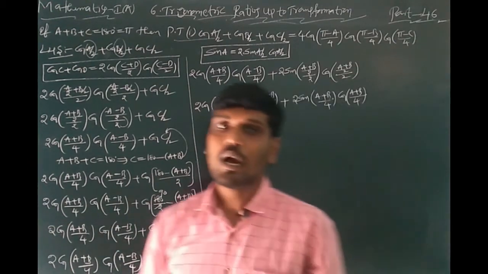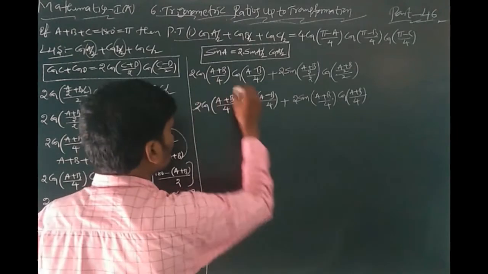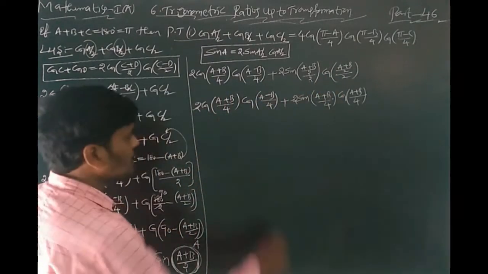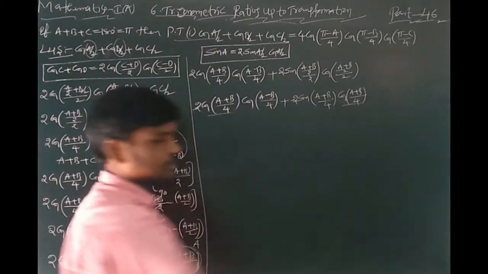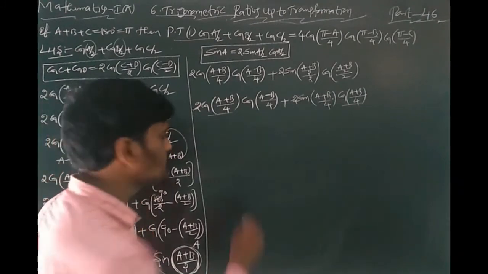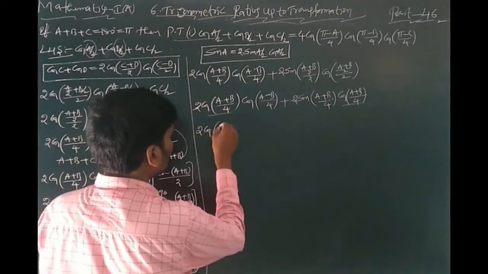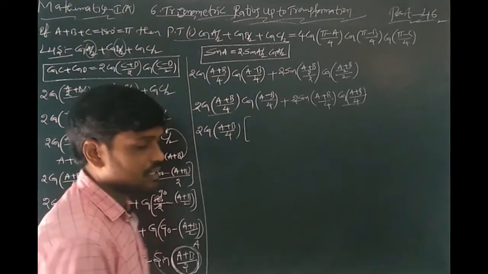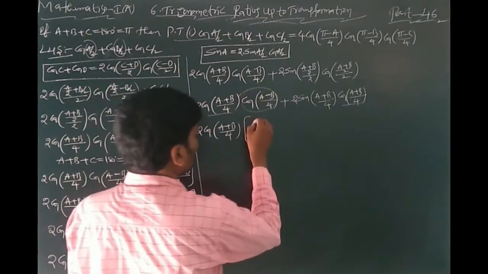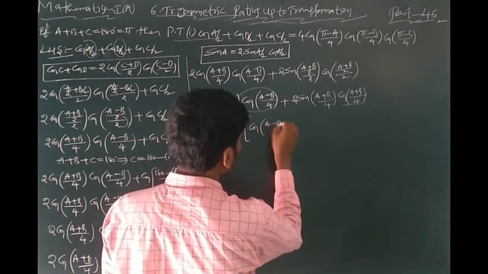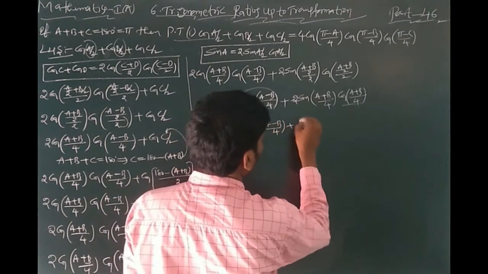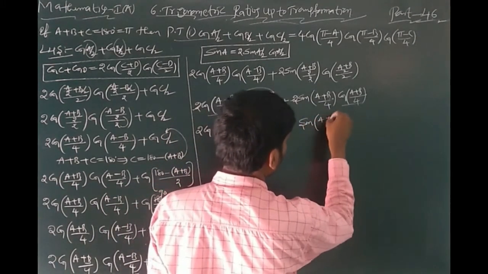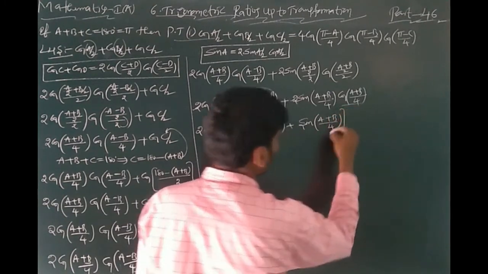See students, observe that in these two terms, 2 cos of a plus b by 4 is common. Which one is common students? 2 cos of a plus b by 4 is common. What is the next step? Cos of a minus b by 4. Remainder here sin of a plus b by 4.